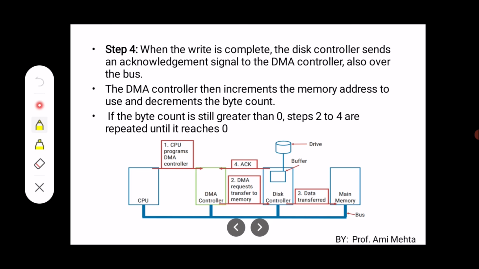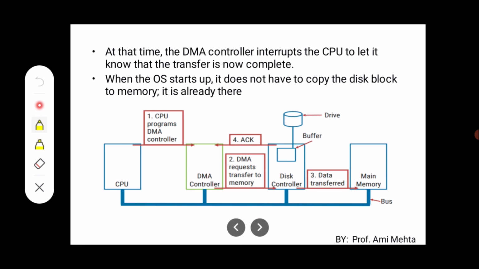The next step is that when the write is complete, the disk controller sends an acknowledgement signal to the DMA controller over the bus. The DMA controller then increments the memory address to use and decrements the byte count. If the byte count is still greater than 0, steps 2 to 4 are repeated until it reaches 0. So this process continues until all the read operations are completed. At that time, the DMA controller interrupts the CPU to let it know that the transfer is now complete.